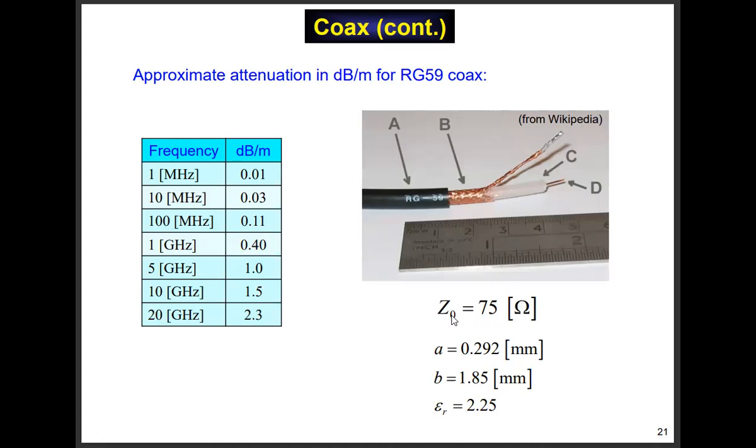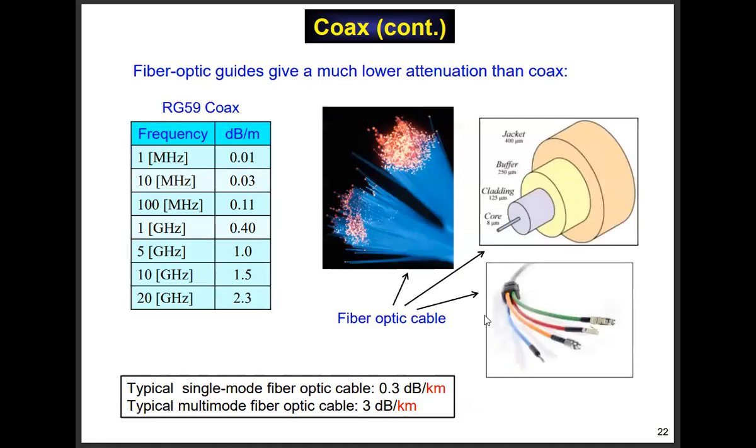By the way, the RG59, as you can see, is a TV coax because the Z0 is 75 ohms, not 50 ohms. The microwave world uses 50, but the TV world uses 75. Now, we haven't talked about fiber optic yet. We will a little bit later, but I just want to compare one thing. Here's that same table again for the RG59 coax.